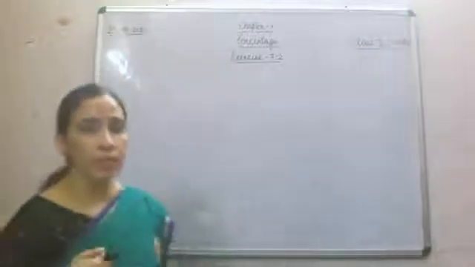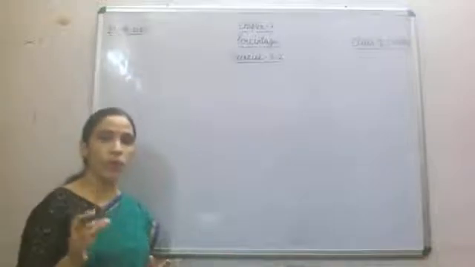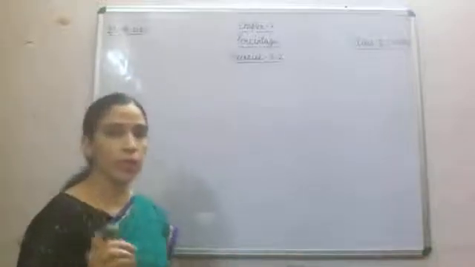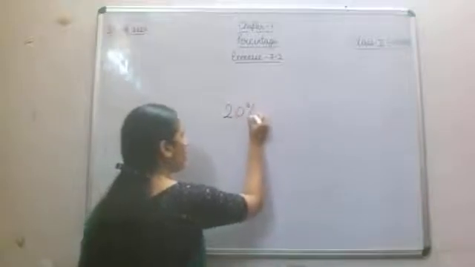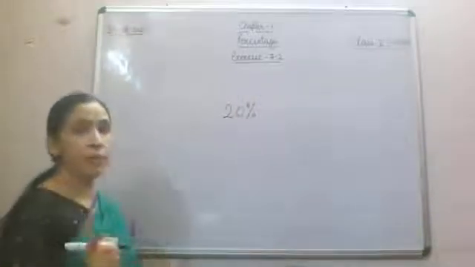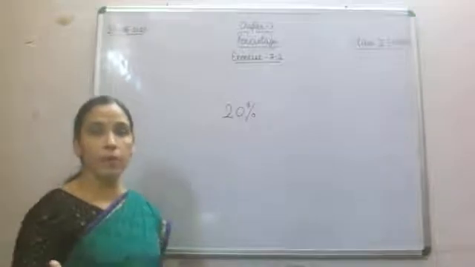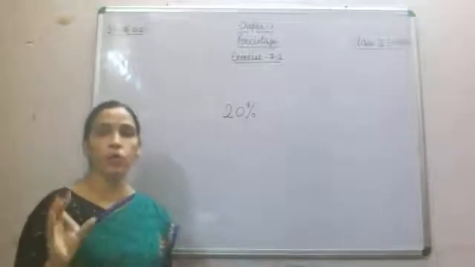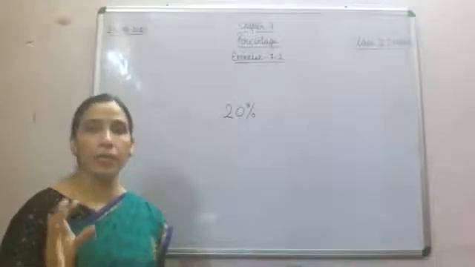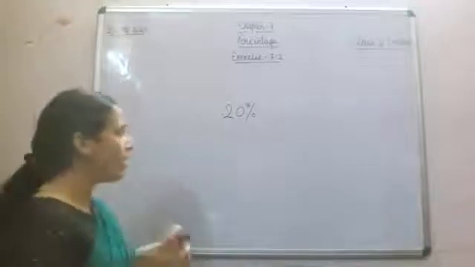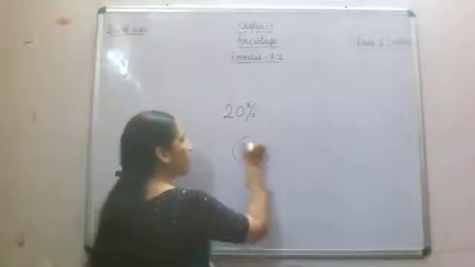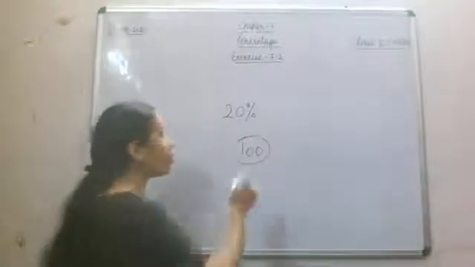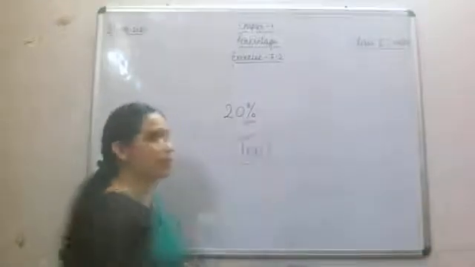First of all, percentage: you often went to market and you find that there is a 20% off on a particular item. Now, 20% means what? Whatever is the price, for example, if the price of any item is 100 rupees, then the shopkeeper will say that there is a 20% off. What do you mean by this percent?